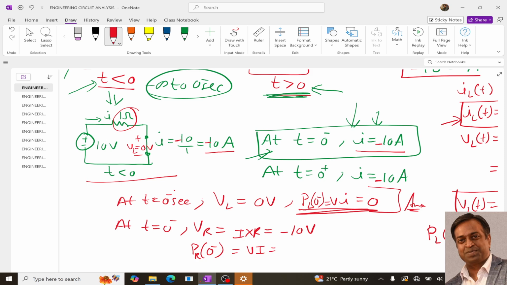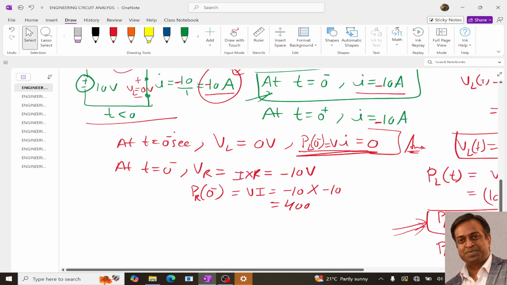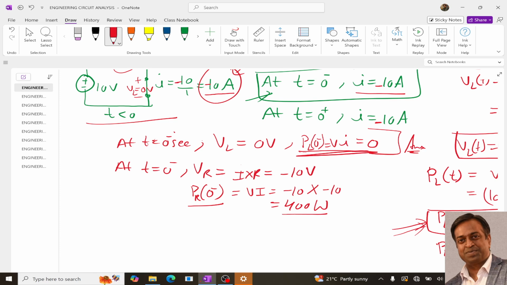So VR is minus 10 and I is, this, VR is 10, right, into this minus 10, so we get 400 watt. So at 0 minus, power absorbed by the resistor is 400 watt. Now coming to t equals 0 plus.